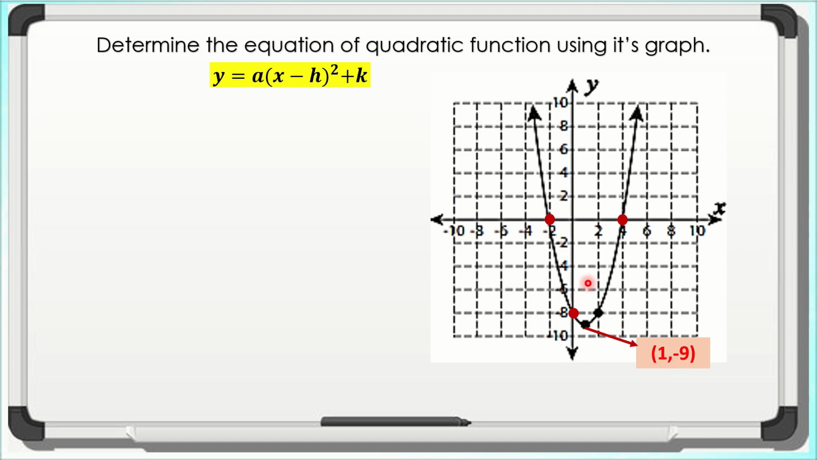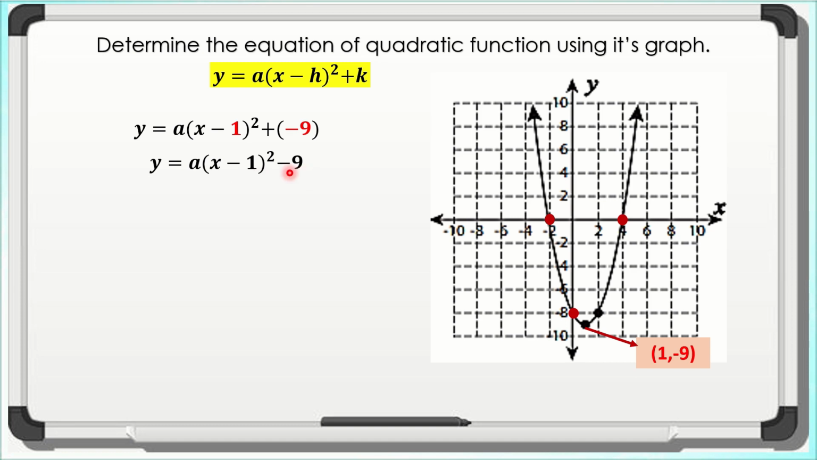So from here, let us substitute it into our vertex form, which is y is equal to a times the square of x minus 1. So I replace h by positive 1 according to the point of our vertex, plus negative 9, and negative 9 is the k according to the given vertex. So let's simplify. So we have y is equal to a times the square of x minus 1, minus 9.